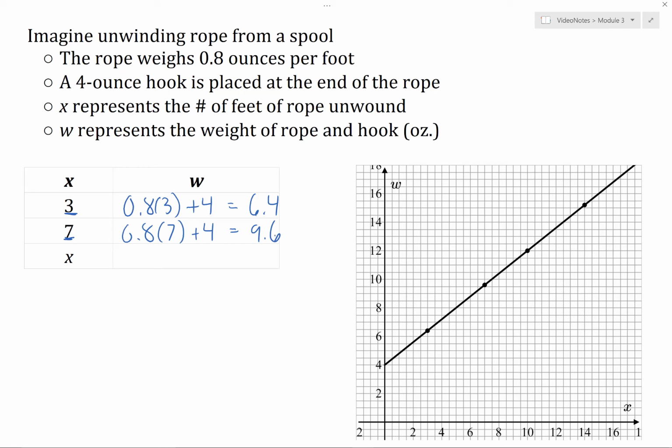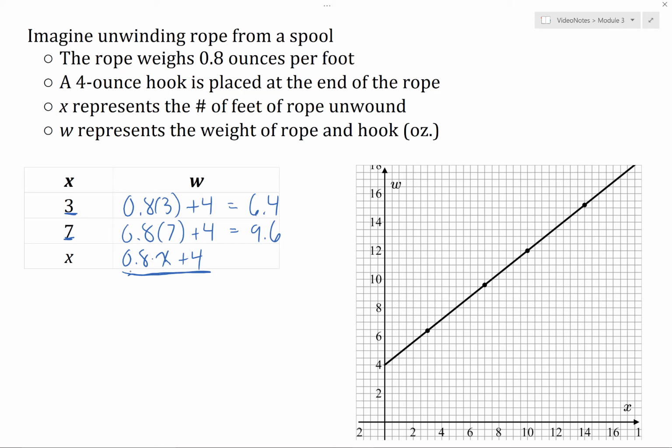Now in general, if X feet of rope have been unwound, then 0.8 times X represents the weight of that amount of rope. And if we add 4 ounces for the weight of the hook, then this expression right here represents the weight of the rope and hook together. Now when we have generalized the value of one quantity in terms of another in this way, we have the understanding that this lets us write a formula.